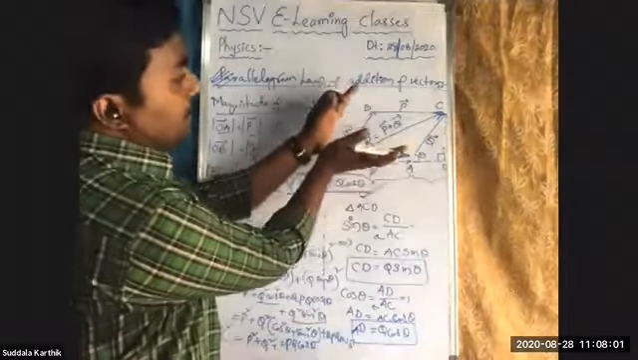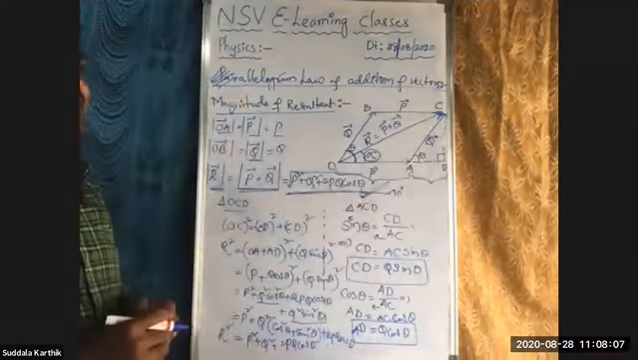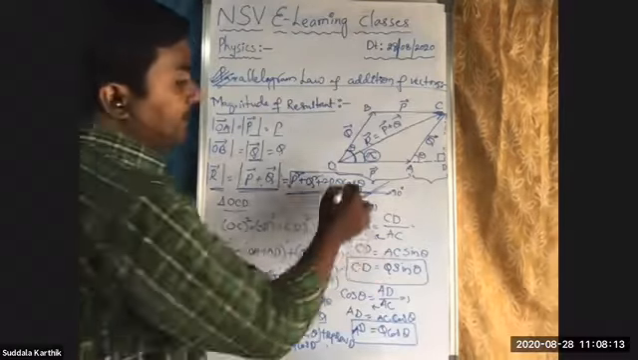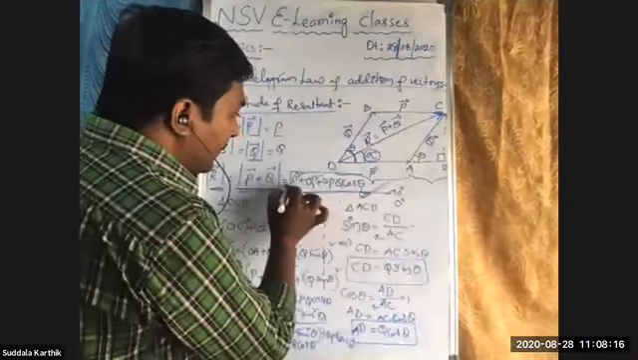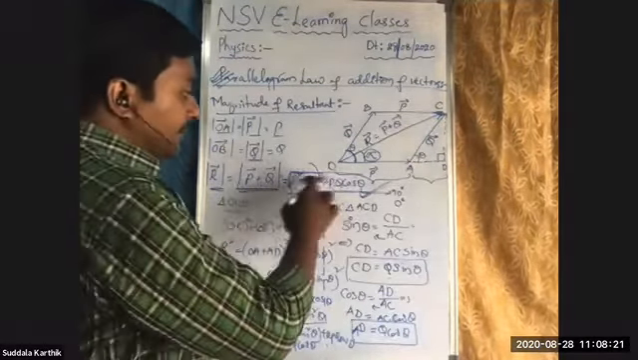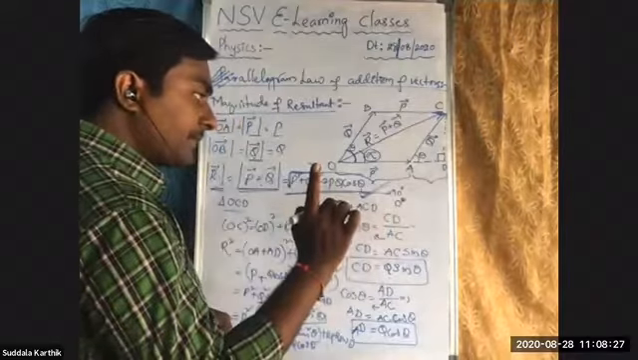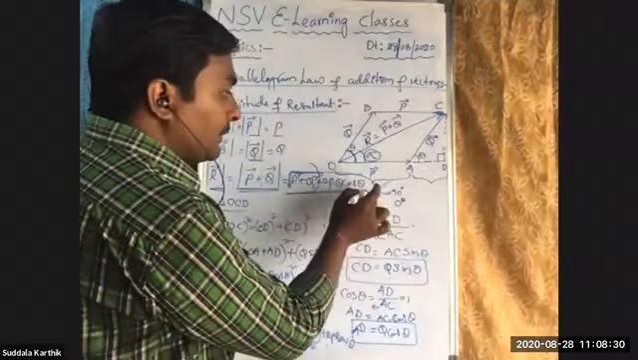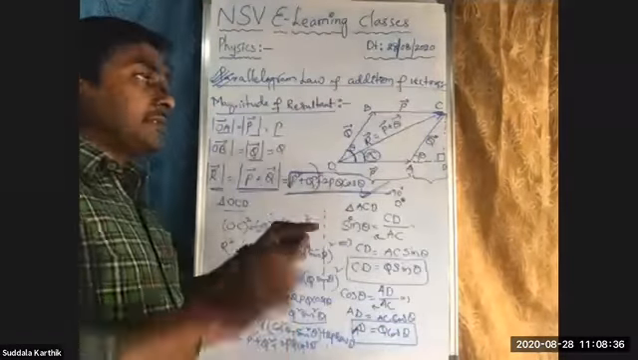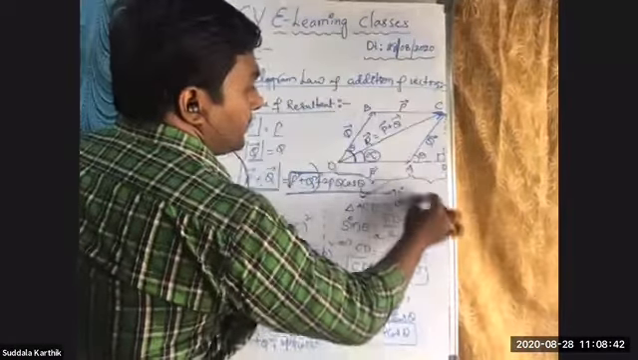Suppose the angle between these two vectors is 90 degrees. Then under root of P square plus Q square will be there. Suppose the angle between these two is 0 degrees. Then cos 0 is 1. So P square plus Q square plus 2PQ into 1, P square plus Q square plus 2PQ, which is like a square plus b square plus 2ab. P plus Q whole square under root. Root and square cancel, so you are getting P plus Q.